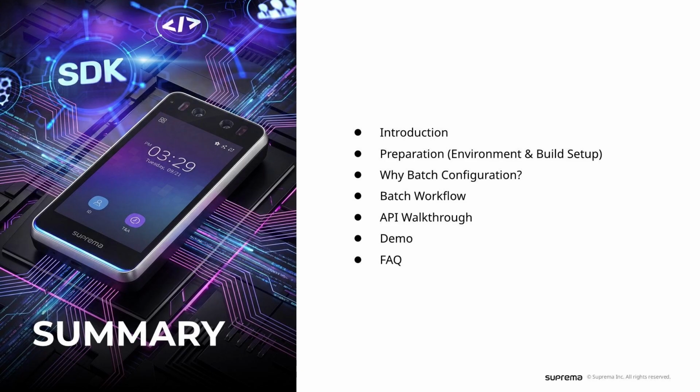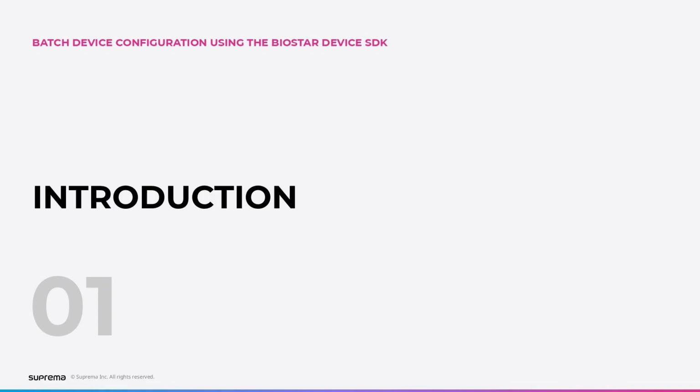Here's a quick overview of today's agenda. We'll start with a brief introduction, then go through the preparation steps, including the environment and build setup. After that, we'll look at why batch configuration is needed, and then walk through the overall batch workflow. Next, we'll review the key APIs involved, followed by a demo to show how everything works in practice. Finally, we'll close with a FAQ. Let's begin with a brief introduction.